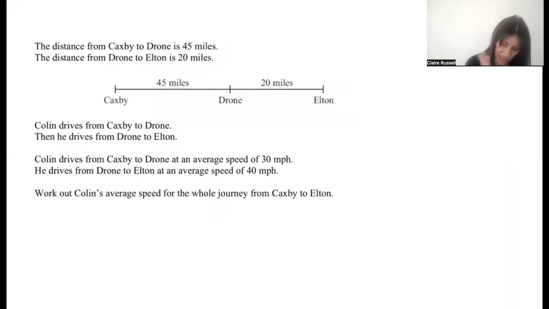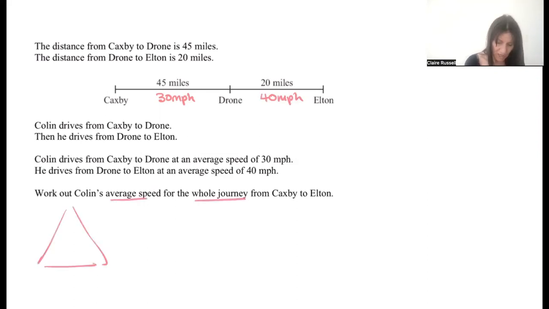We've got 30 from C to D. So 30 miles per hour. And then he drives at 40 miles per hour here. We've got to work out the average speed for the whole journey. So we've got our distance, speed, time. Speed is found by doing distance over time.